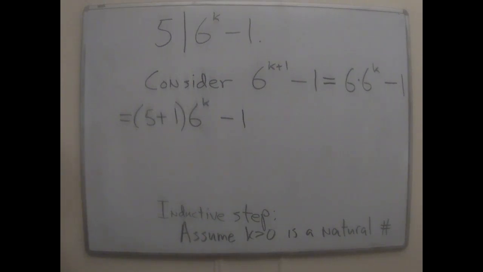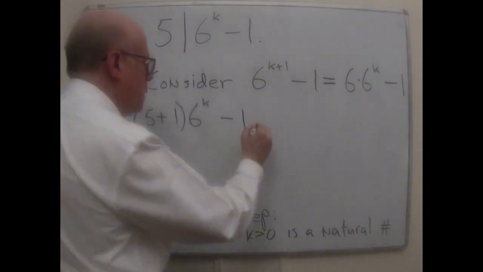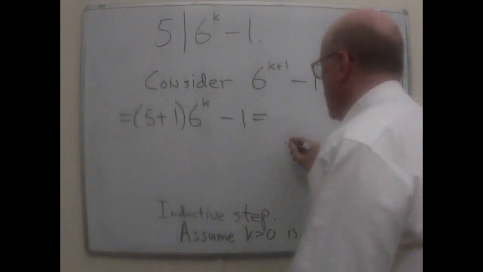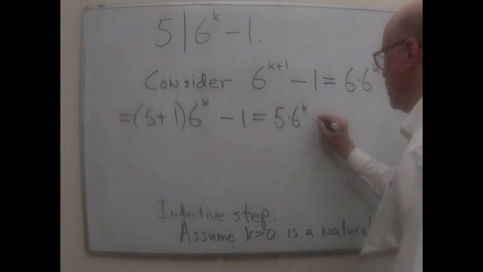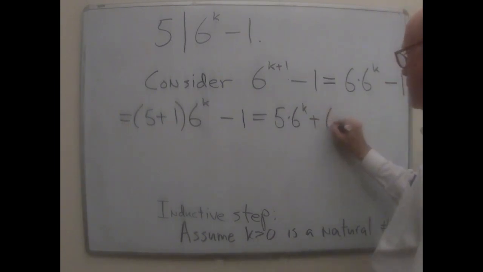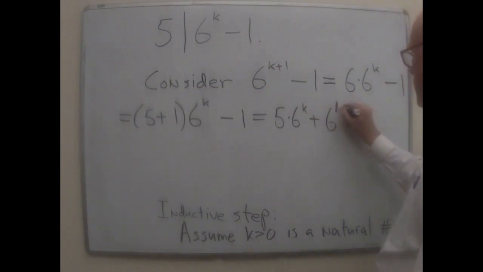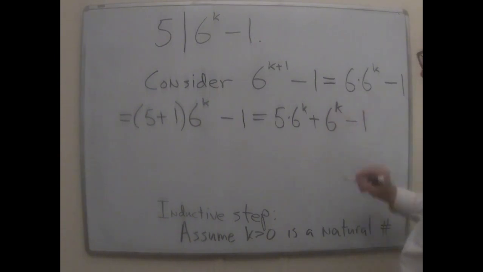Well, that's interesting, isn't it? Because if I distribute the 6 to the k over this sum, I will get 5 times 6 to the k plus 1 times 6 to the k, and then there'll be that additional minus 1.